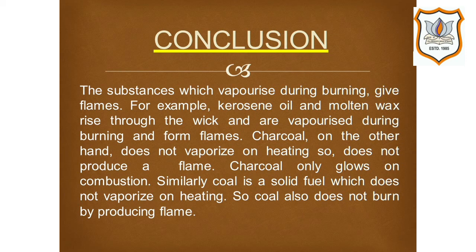Wax and camphor are solid substances. Camphor means kapoor, which vaporizes or forms gases on heating. So wax and camphor burn with a flame. Similarly, kerosene oil and mustard oil are liquids which form vapors or gases on being heated. So, kerosene oil and mustard oil also burn by producing flame. Kerosene oil and molten wax rise through the wick and are vaporized during burning and form flames.